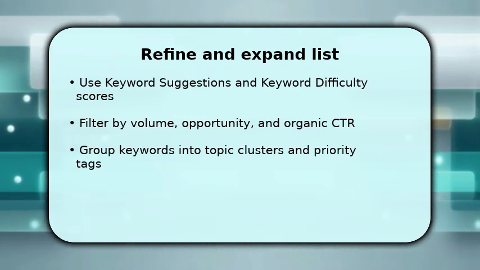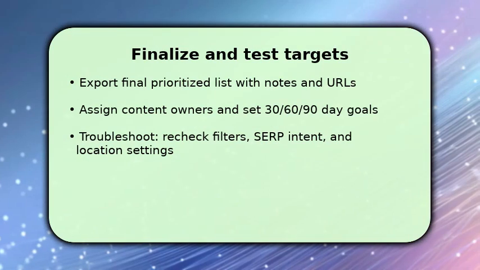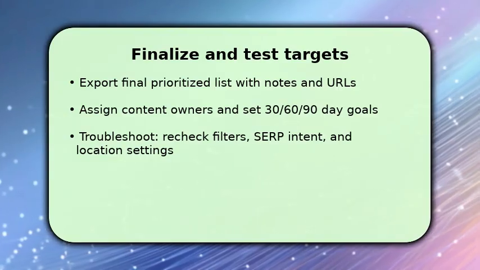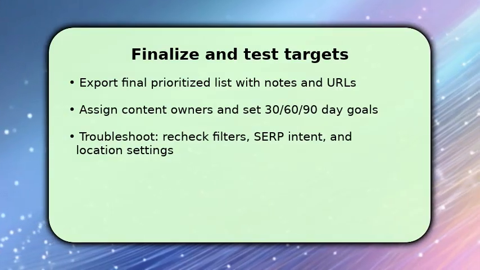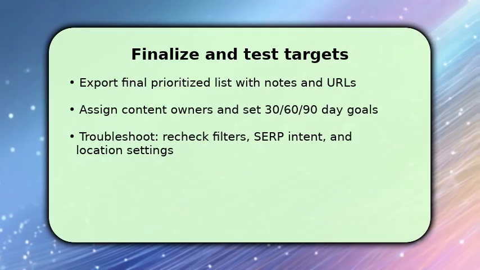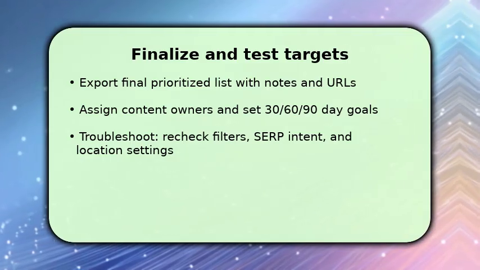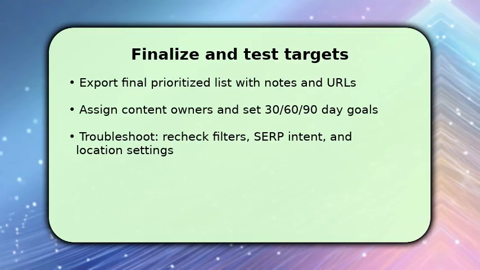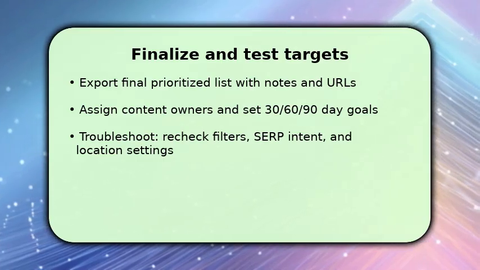Finish by exporting your prioritized keyword list with intent notes, target URLs, and difficulty tags so your team can take action. Assign owners and set 30, 60, and 90-day goals for content creation, on-page optimization, and tracking.